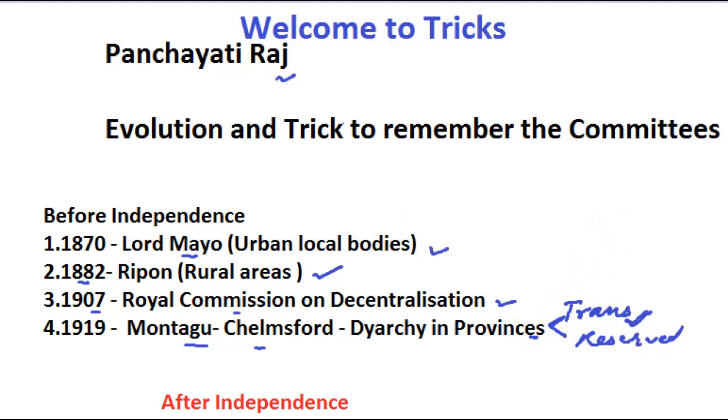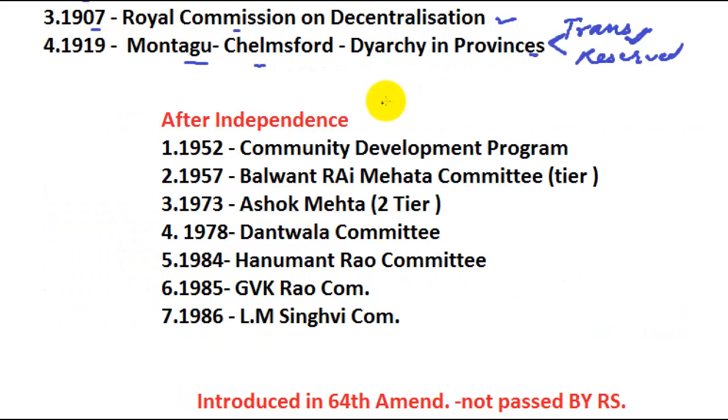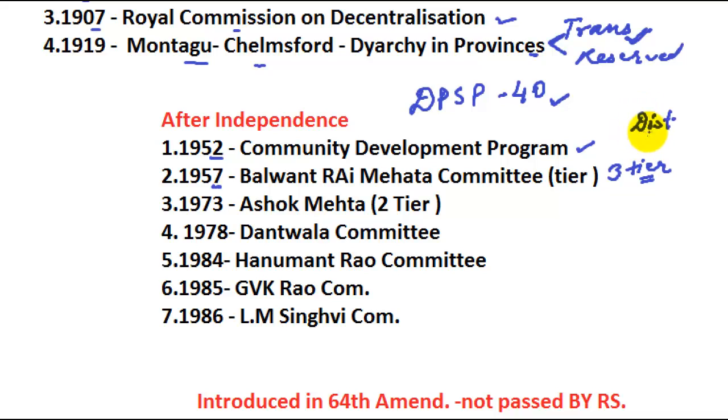After independence, in our constitution, Panchayati Raj was included under the Directive Principles of State Policy under Article 40. In 1952, the government started the Community Development Program. In 1957, a committee known as the Balwant Rai Mehta Committee was formed, which suggested a three-tier system in Panchayati Raj. Three-tier system means there should be one district level unit, then one at block level, and a third one at village level. This was suggested by the Balwant Rai Mehta Committee.